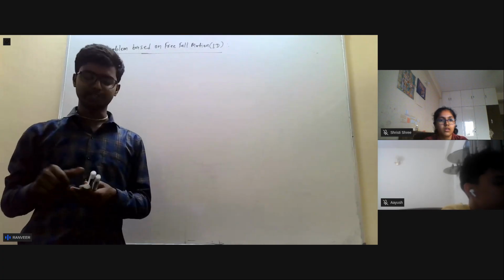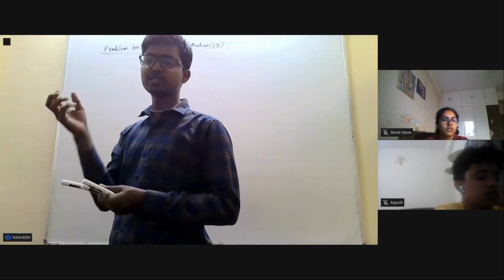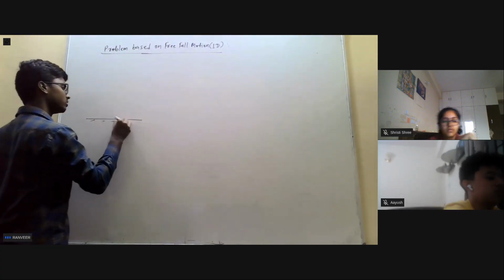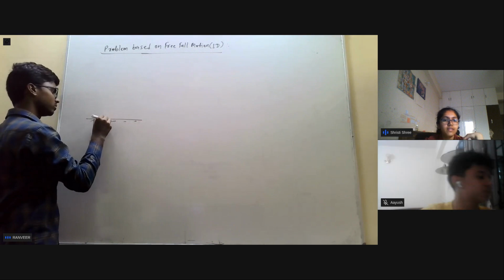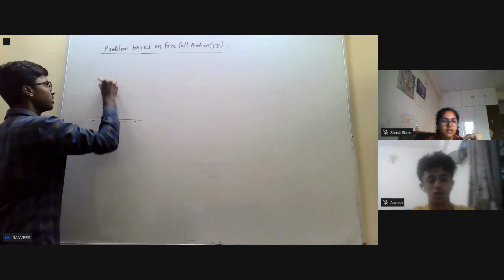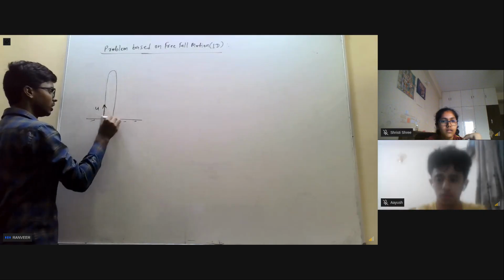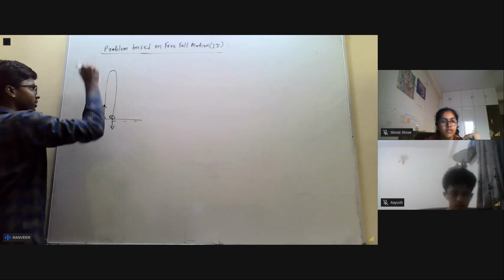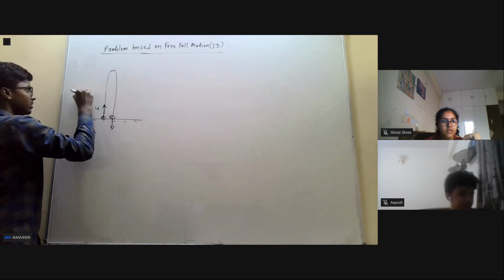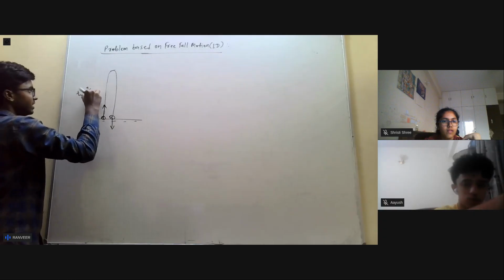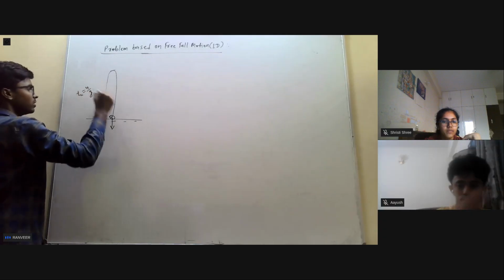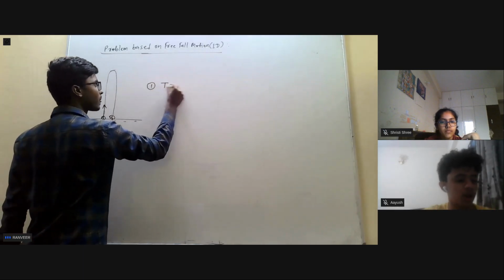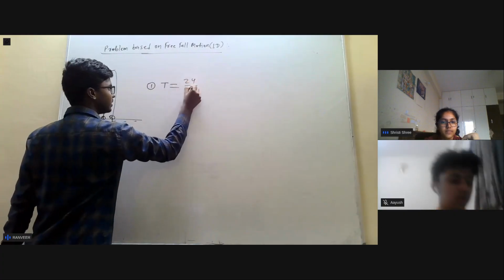So what is the first point? If you throw a ball with speed u, it returns back with the same speed. How much time will it take to reach the maximum height? u by g. So the total time of flight is 2u by g.